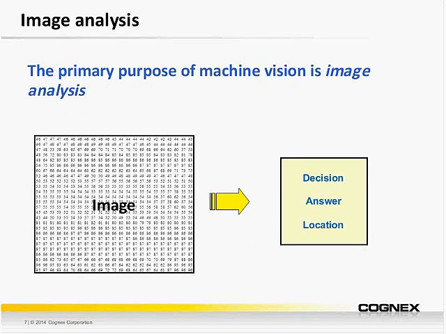Manufacturers use automated machine vision primarily for the purpose of image analysis. That is to analyze images and then either make decisions, such as is a part good or bad, provide answers to questions like, what is the gap measurement on a spark plug, or provide location information to guide a robot or align parts in a process.